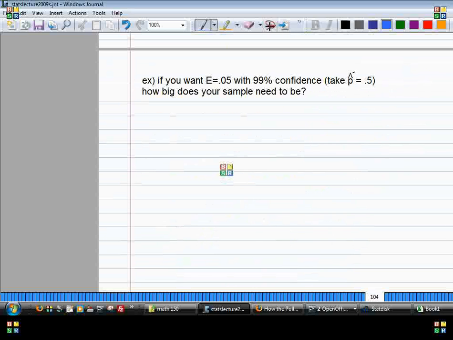And then, just to run through one of these problems, which actually goes quite quickly. Suppose you want E to be 0.05 with 99% confidence, and we'll take P hat to be 0.5 again. How big does your sample need to be? How do you do this problem? Yep, just the formula. So N equals, and you'll get practice using it, it's Z squared times P hat times 1 minus P hat over E squared.